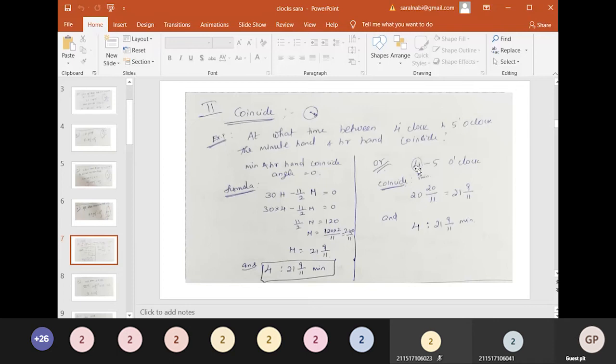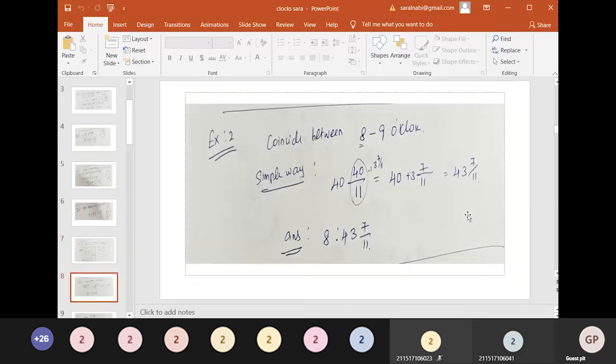So now the lowest time is 4. So I can write 4 into 5, 20, right? So 20 into 20 by 11. Then you can convert that into an improper fraction. So you can find 21 into 9 by 11 minutes. So how can we write the hours? 4 hours is the lowest one, okay? So when the hour and minute hands coincide, you can write the answer now: 4 hours, 21 into 9 by 11 minutes. At this time, the hour and minute hands coincide in between 4 to 5. I can show you the next problem, you will be clear.